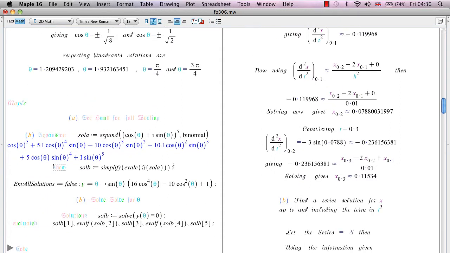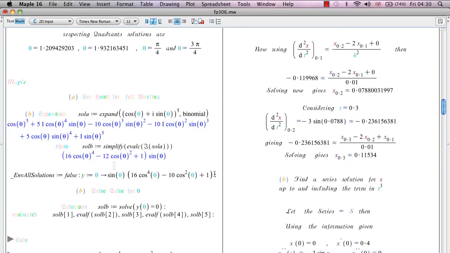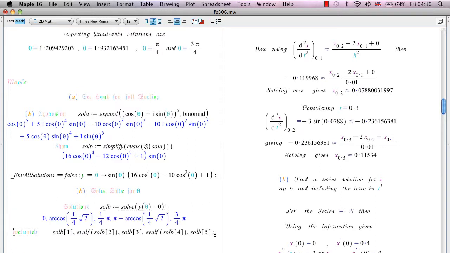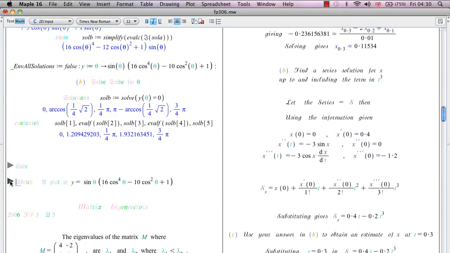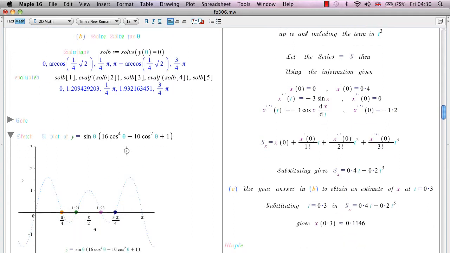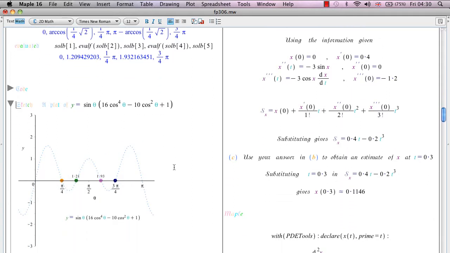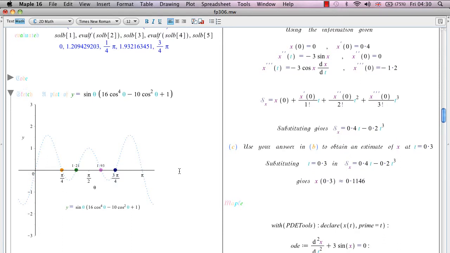The binomial expansion, equating for sin 5 theta and the 5 solutions. So the solutions on the sketch here, including 0, and pi is not included.